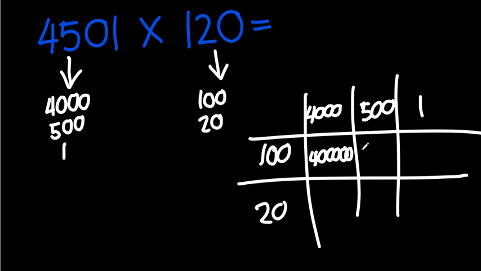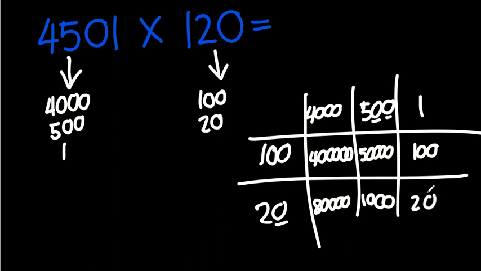100 times 500. So it's going to be 1 times 5 is 5. And then let's fit all those zeros in there. So we've got 4 zeros there. 100 times 1 is 100. 20 times 4,000 is going to be 8. 1, 2, 3, 4 zeros. 20 times 500, 2 times 5 is 10. And let's add all those zeros. 1, 2, 3. Sorry, I've added one too many zeros there. And then the final one, we've got 20 times 1 is 20.